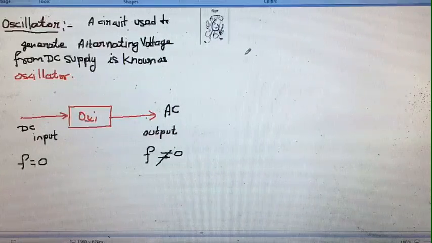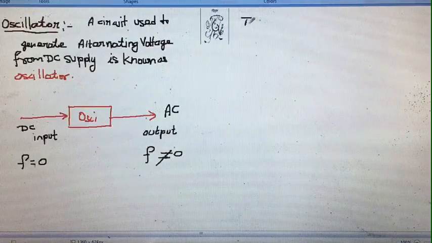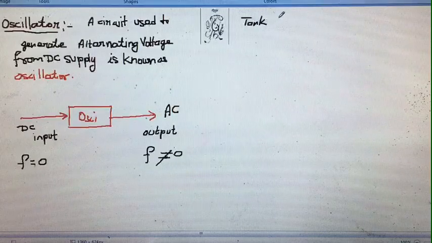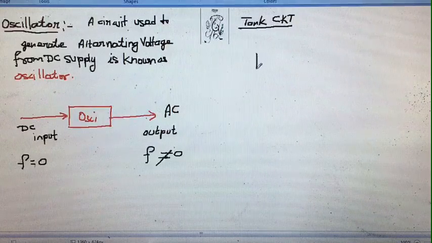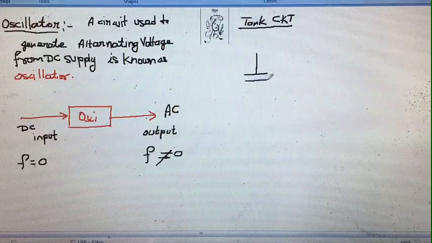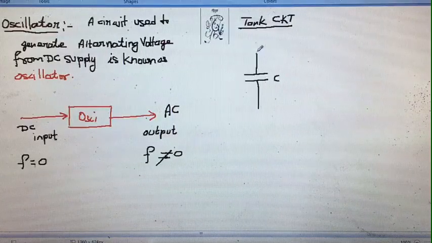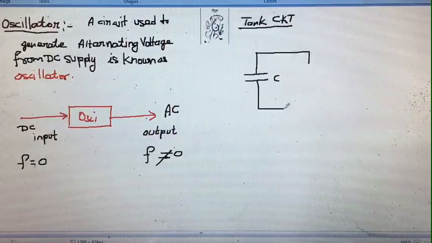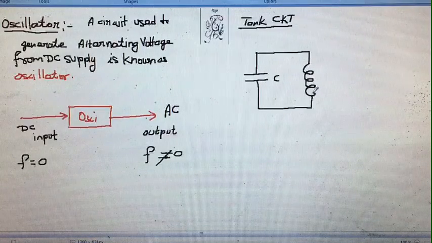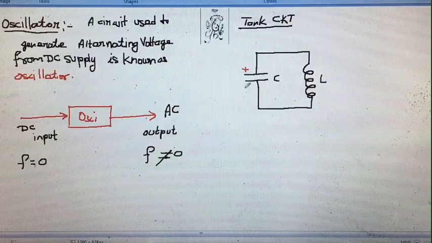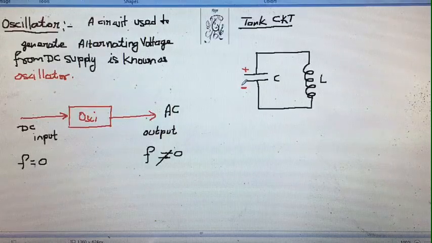Just now we will consider a tank circuit or tuned circuit or LC tank circuit. In this circuit I have taken a capacitor of value C and an inductor of value L. In this way, let the upper plate of the capacitor consist positive charge and the lower plate of the capacitor consist negative charge. Initially the capacitor has charge and the inductor has no energy stored inside it.